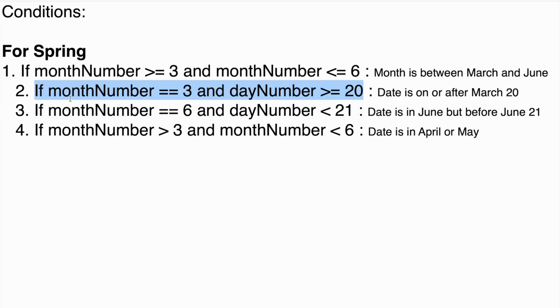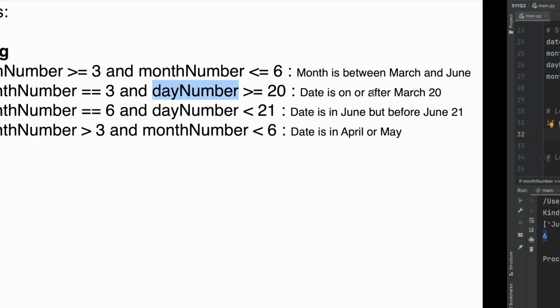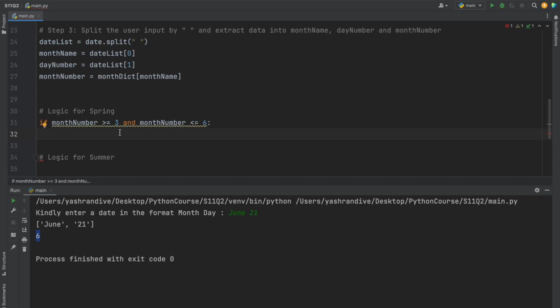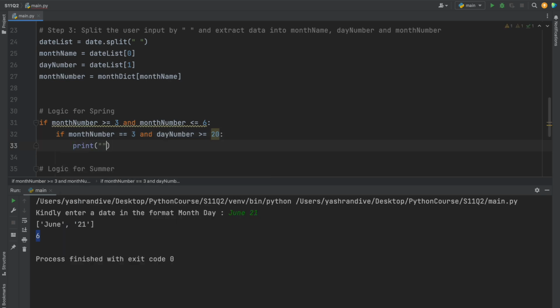And therefore, if the month number is 3 and the day number is greater than or equal to 20, we can tell that it's spring. So here, inside our if statement, let's write another if statement, which is if month number equals 3, that is, if it is March, and the day number is greater than or equal to the 20th of March, then you simply want to print the season is spring.